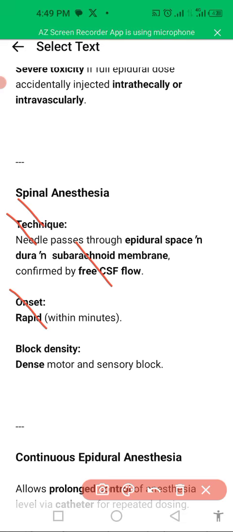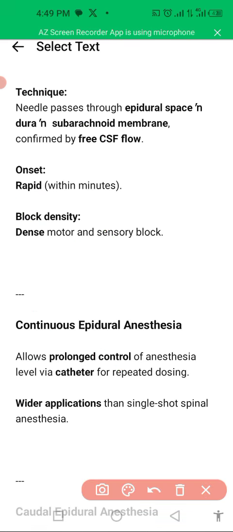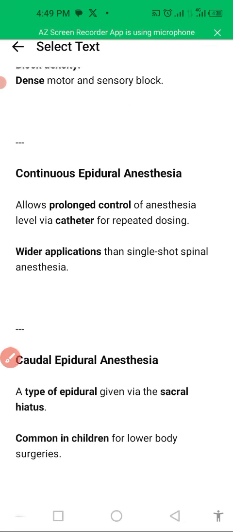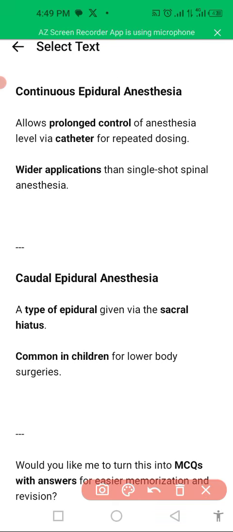It is rapid in onset, taking minutes to act. Block density is dense, and motor and sensory block occurs. Epidural anesthesia allows prolonged control of anesthesia via a catheter for repeated dosage, with wider application than single-shot spinal anesthesia. Epidural is used more.